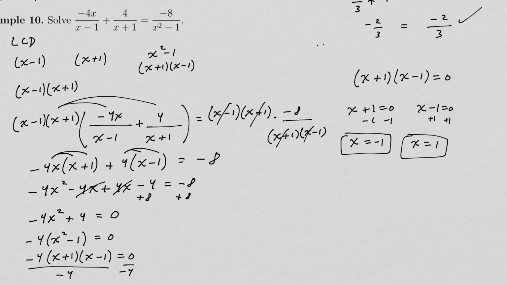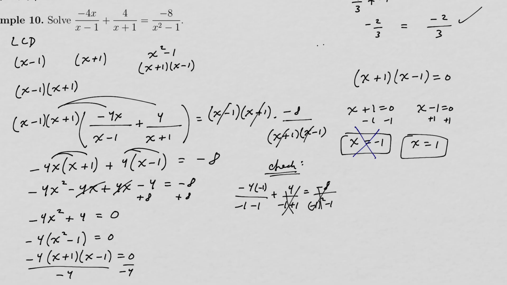So how do I know whether they're actual solutions or not? I need to check. How do I do that? I plug them into the original equation, right? So let me check x equals negative 1 first. So I have negative 4 times negative 1 over negative 1 minus 1. That's okay. Plus 4 over, here's a problem, right? Negative 1 plus 1. And then this is also going to be a problem, if I plug in negative 1 squared minus 1. In this case, I'm dividing by 0, right? So therefore, this cannot be a solution.